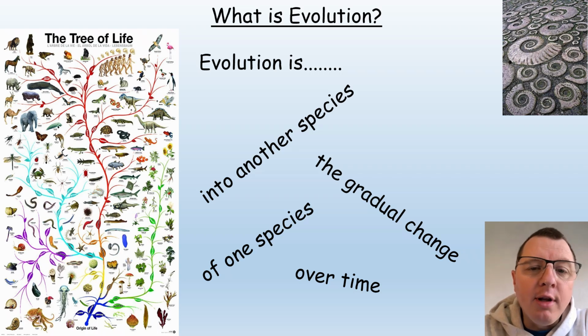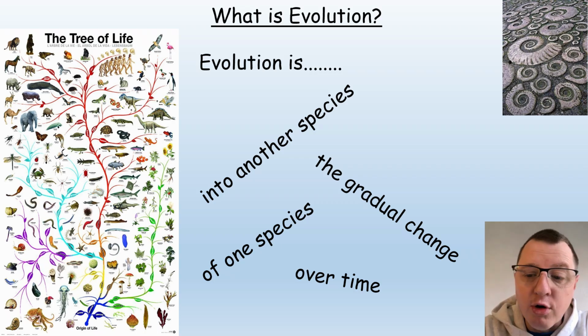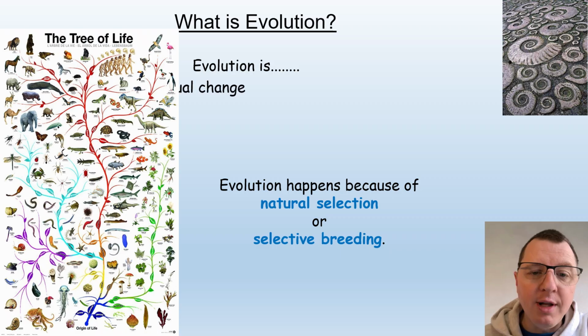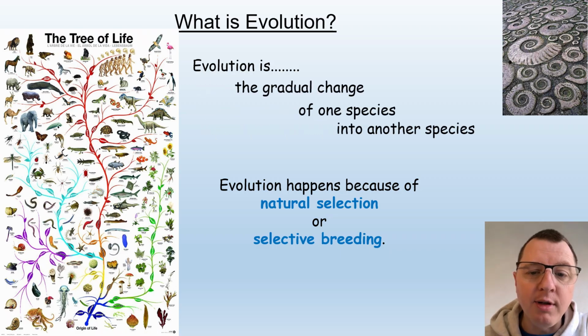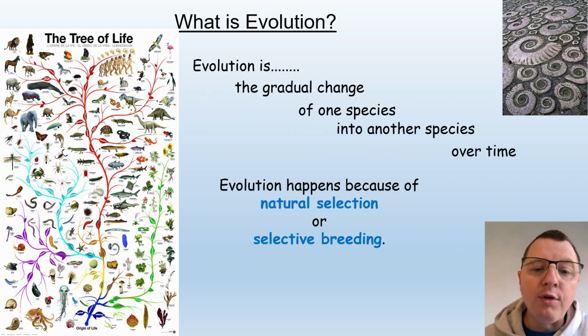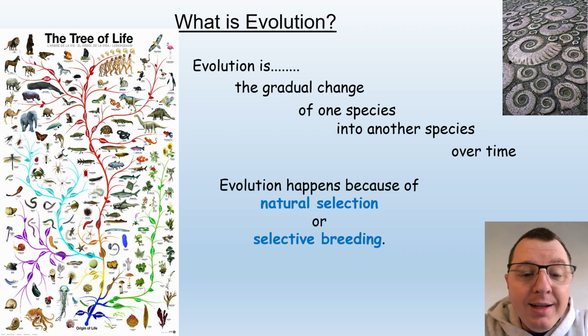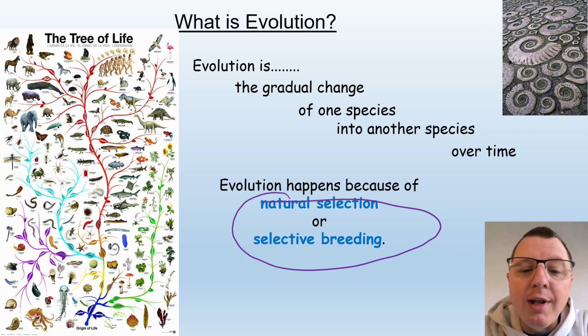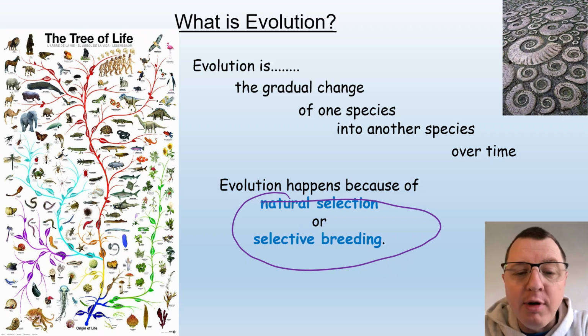Now natural selection is very closely linked in with evolution, and if you put these words together into a sentence you can form a very good workable GCSE definition of evolution. Evolution is the gradual change of one species into another species over time. Now, the mechanism how this happens is by one of two processes, either natural selection or selective breeding.